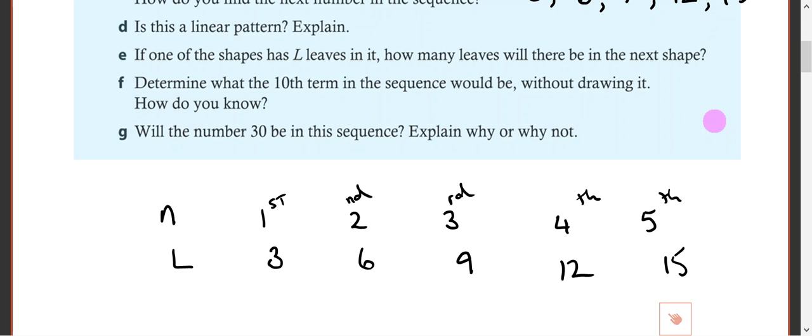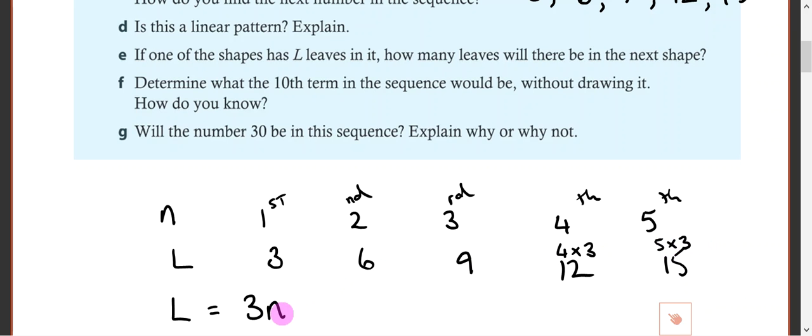Not yet. Remember I said that the next term was just L plus 3. But then I said there was a general rule. And the general rule was, if I want to know the number of leaves, I take the position in the sequence and I multiply that by 3. Okay? Because the fourth number is 4 lots of 3. The fifth number is 5 lots of 3.